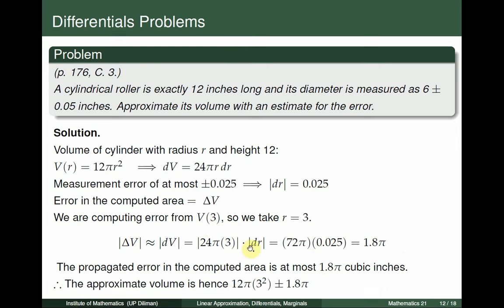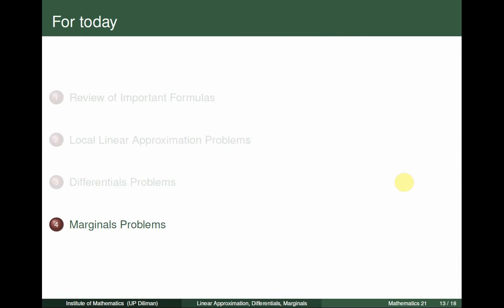And hence, the approximate volume is 12 pi times 3 squared. We just substituted r equals 3. So this thing is just V of 3, and then plus minus 1.8 pi, or 108 pi plus minus 1.8 pi cubic inches. And that is the final answer. So let's take a moment to take in the solution. Now let's move on to marginals problems.